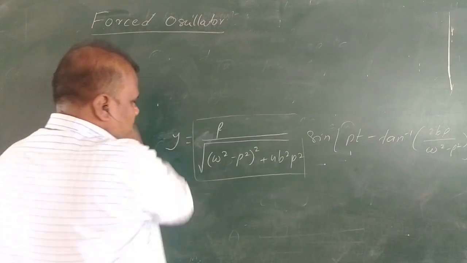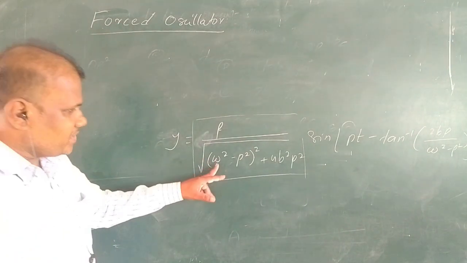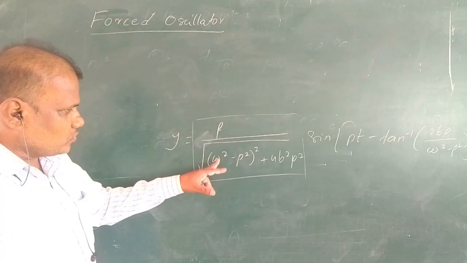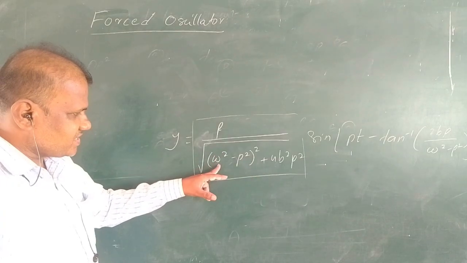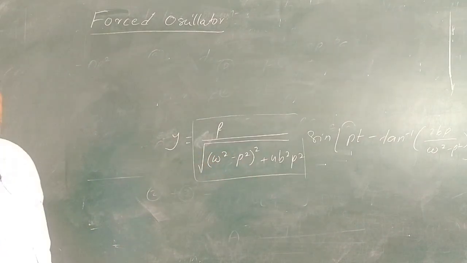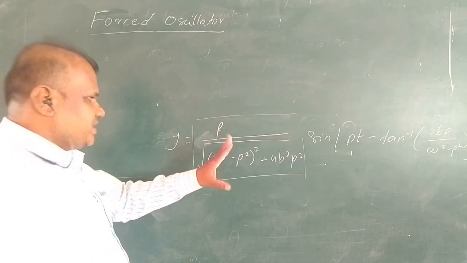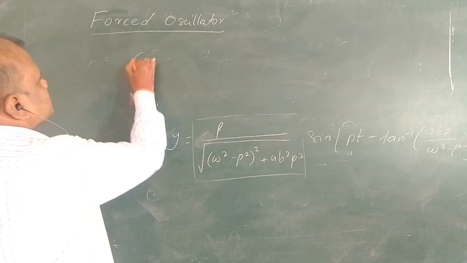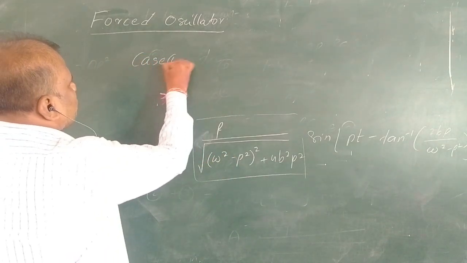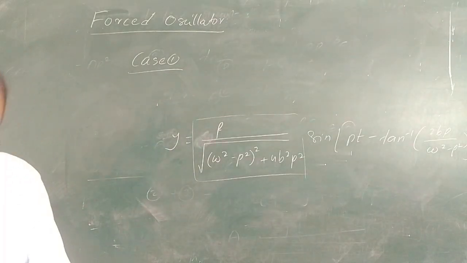Depending on the values of omega and p, either omega square is greater than p square, or less than, or both become equal. So depending on these three cases, we will have three cases. We will start from case number 1.